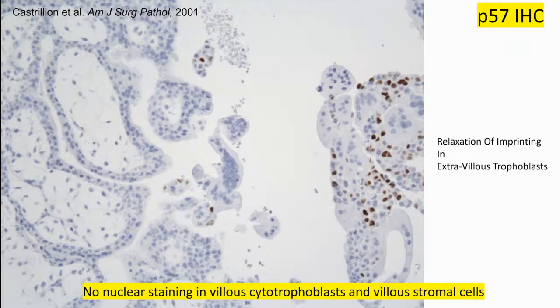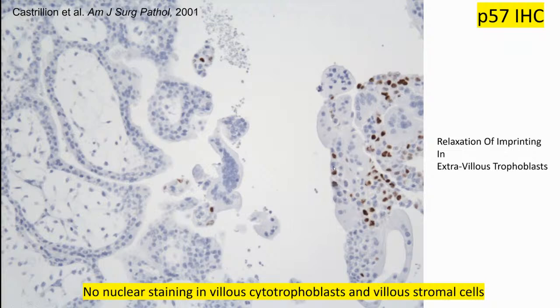So in most cases, it's expressed from the maternal genome, not from the paternal genome. So when you look at villi, it would be expressed in all of the trophoblasts. In complete mole, because there's no maternal genome, it's not expressed. It's silenced from the paternal genome. So there's an absence of expression. And this loss or failure to express is what is the positive finding.